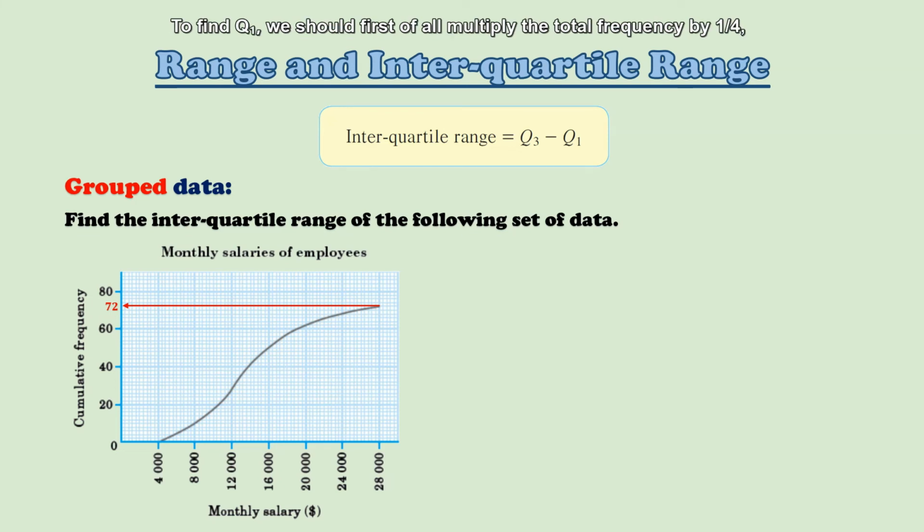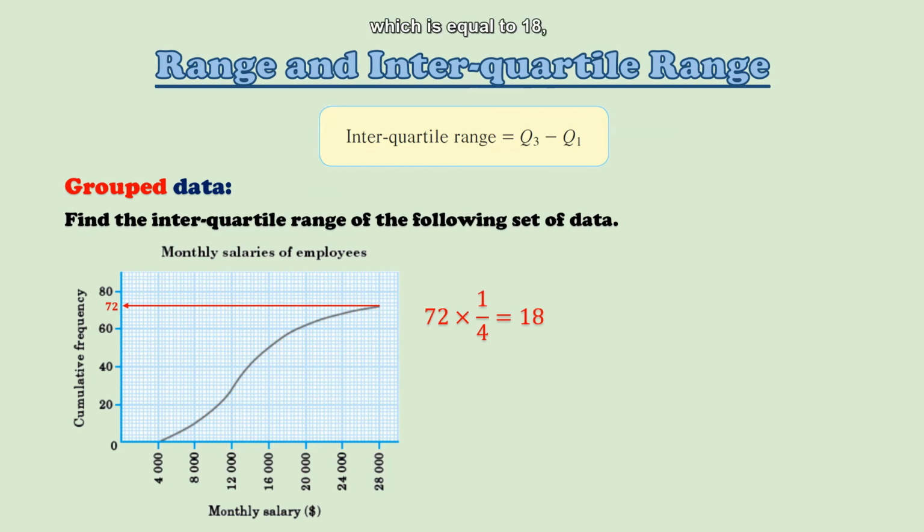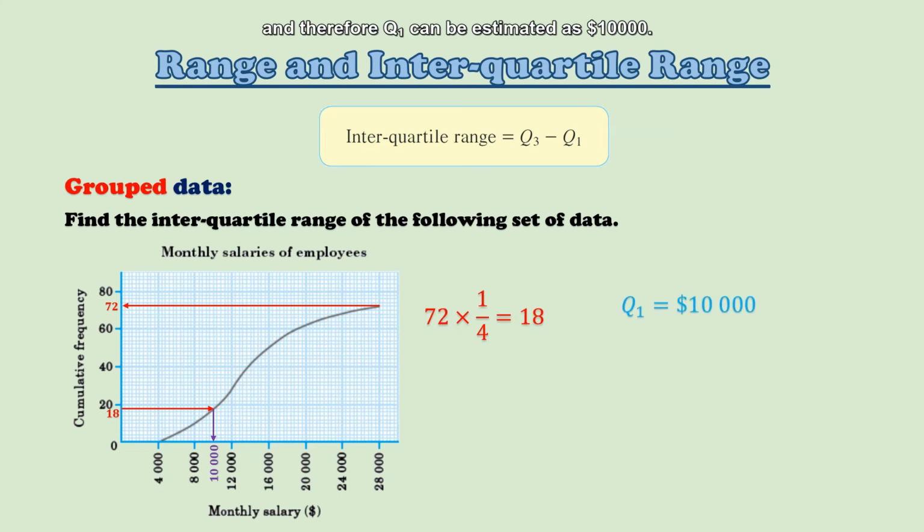To find Q1, we should first of all multiply the total frequency by 1/4, which is equal to 18. And then we should look for 18 from the vertical axis, and then we read the corresponding monthly salary, which is $10,000, and therefore Q1 can be estimated as $10,000.